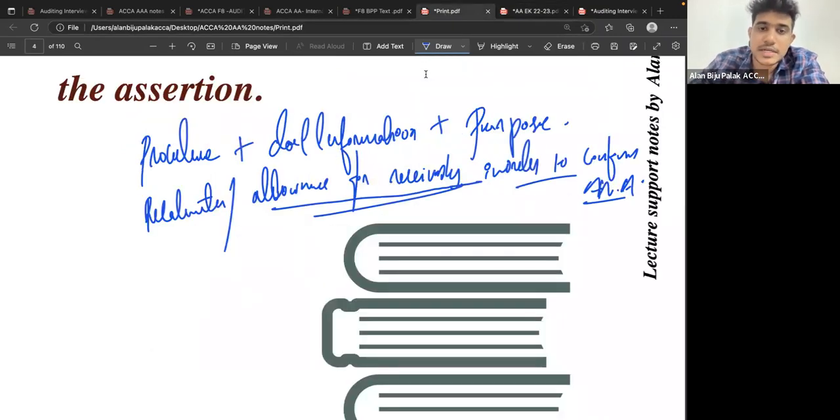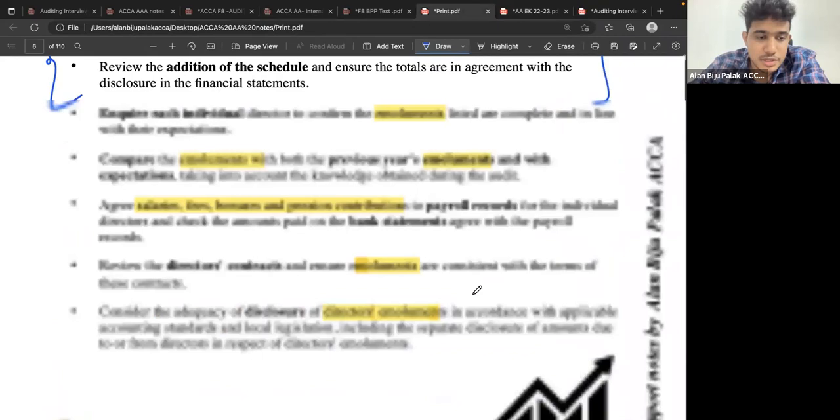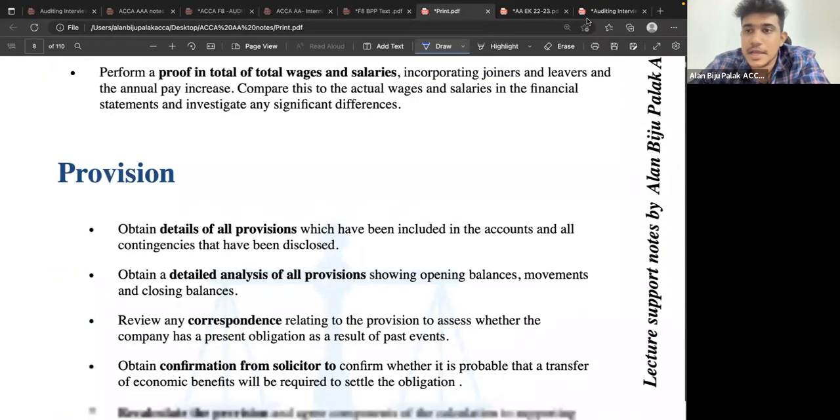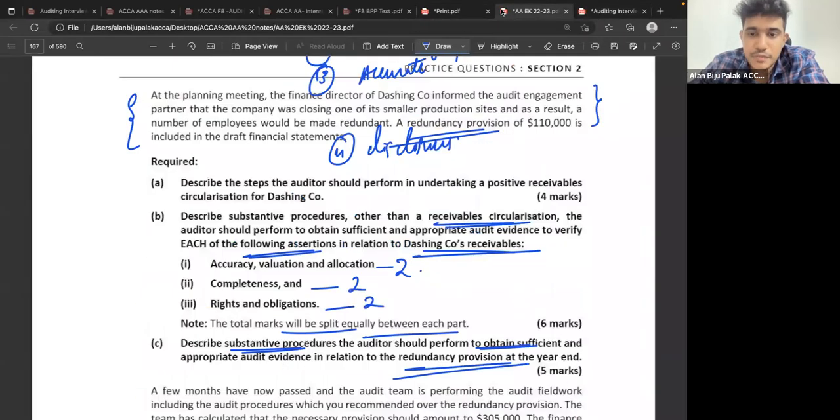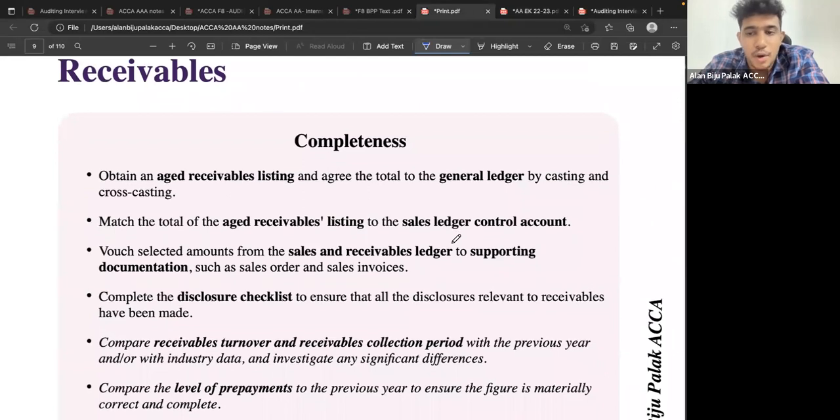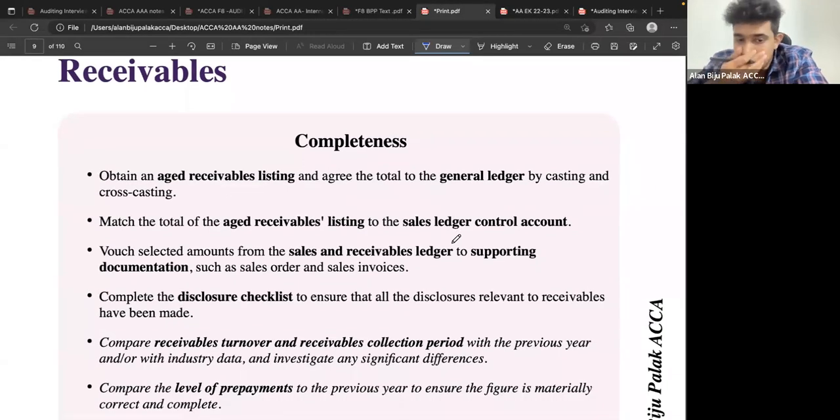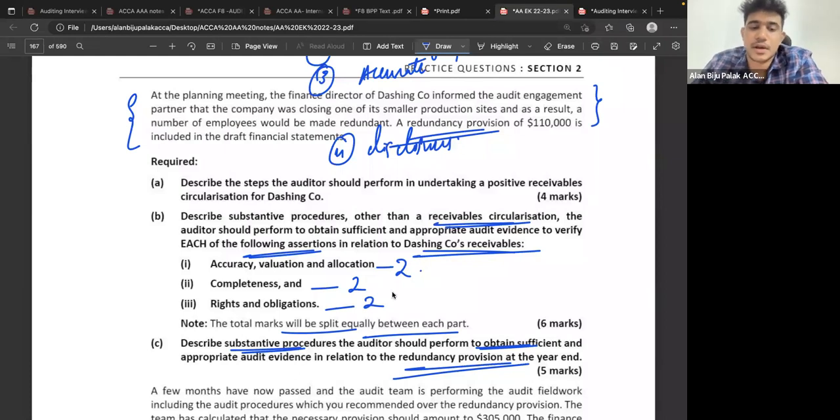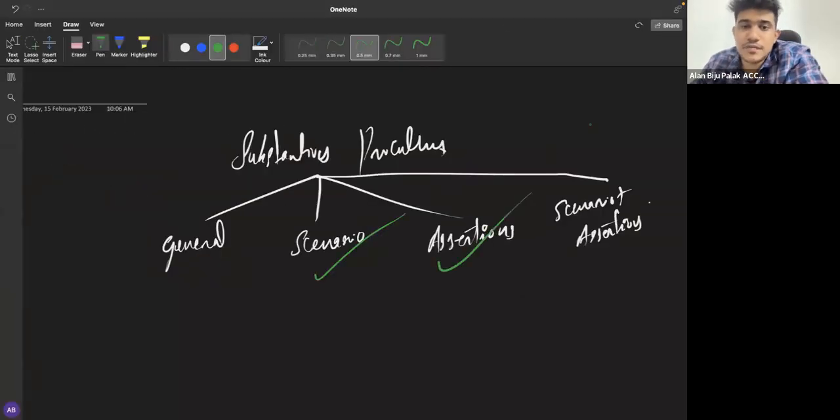So what we need to do is consider the substantive procedures we have studied in relation to each of these areas. From the area of receivables, any 2 points regarding completeness. When you write the points in relation to completeness, ensure that you complete a disclosure checklist for the Dashing Company in order to ensure that all disclosures relevant to the receivables have been made. Then you can also vouch sample selected amounts from the sales and receivables ledger to the supporting documents such as sales orders to confirm the completeness of Dashing Company's receivables balance. You can use the same points. In this manner, we need to provide 2 points relating to completeness, 2 points relating to accuracy valuation allocation, and 2 points relating to rights and obligations. So this is something we consider as the assertion specific substantives without scenario. Clear?